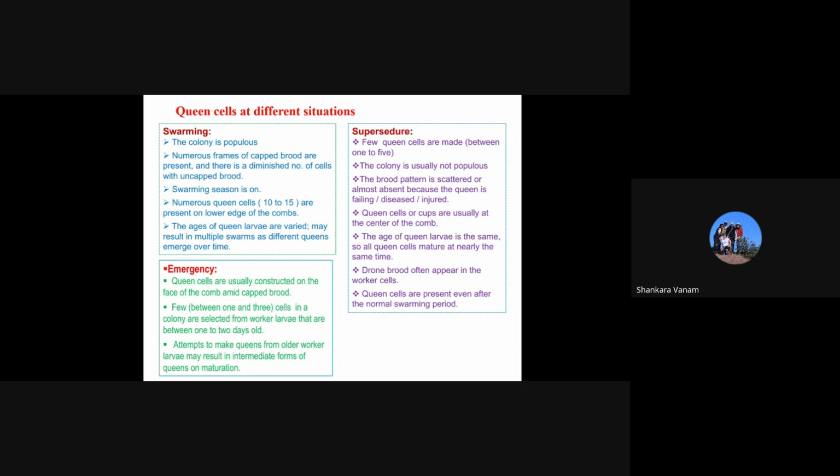And queen cells are also formed during an emergency. That is, queen cells are usually constructed on the face of the comb amid capped broods, as we saw in the earlier picture, where the cells are formed in the center, not on the edges, but in between the cells in the middle of the comb. They call it the face of the comb, not the edges.